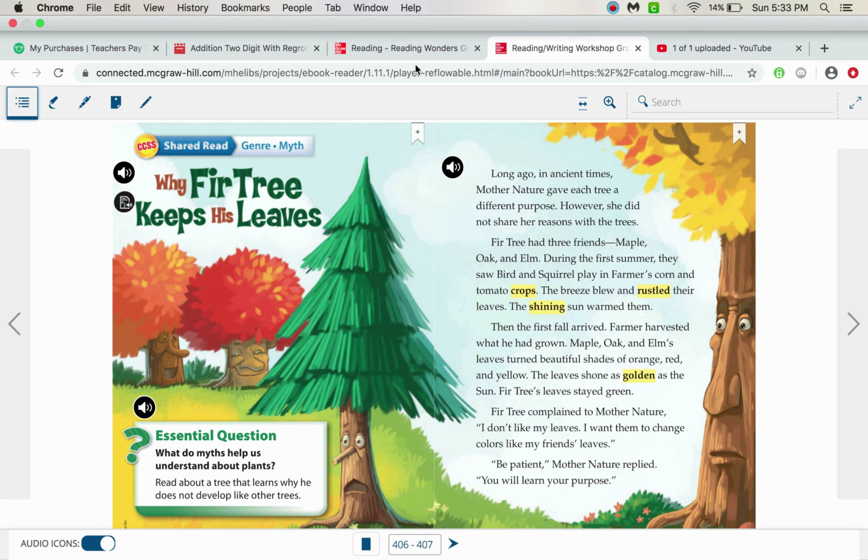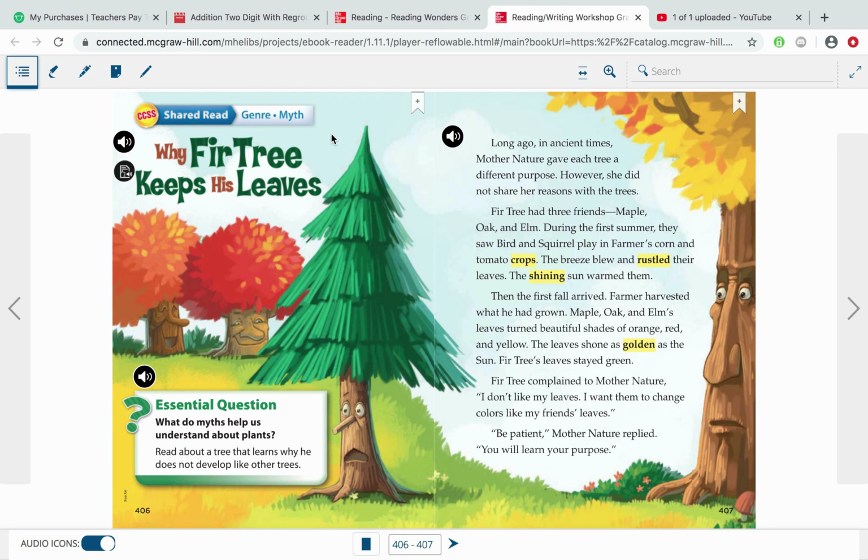Okay, so this is your short story of the week. You'll see the genre is a myth. We'll talk about that in a minute. The title is Why Fir Tree Keeps His Leaves.